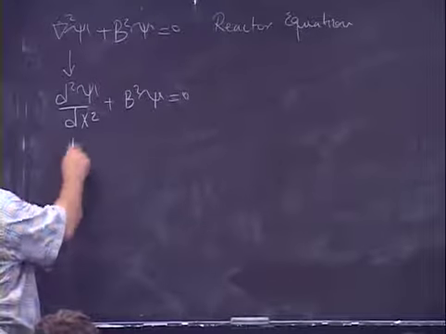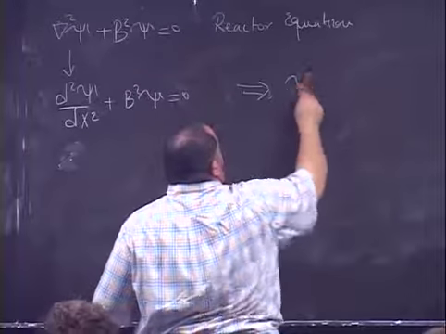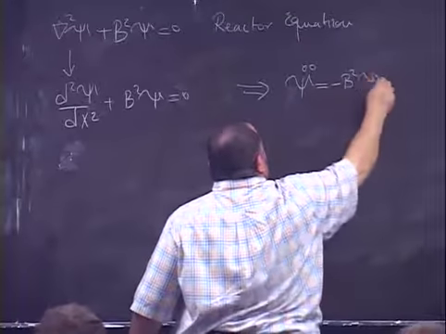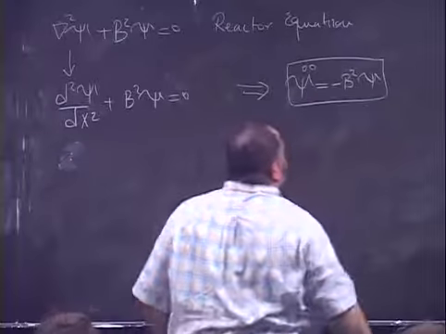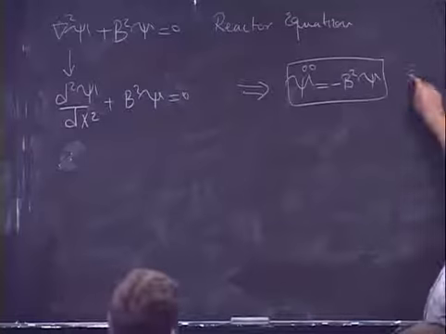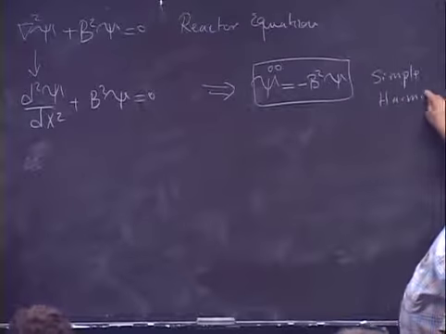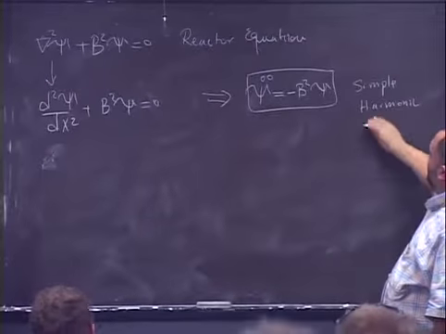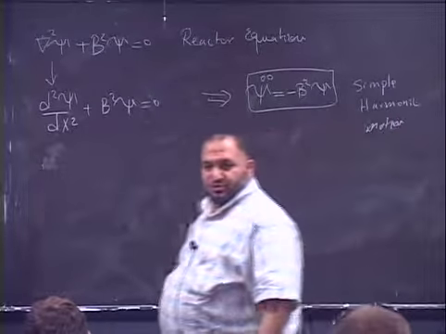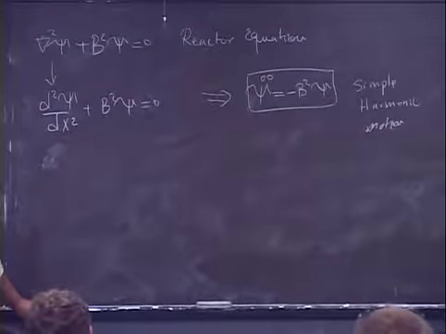What's the solution for this equation? If you look at it, this is just psi double dot equal to negative b squared psi. What is this equation in physics? Simple harmonic motion. What does it mean? The solution will be some constant, cosine and sine.